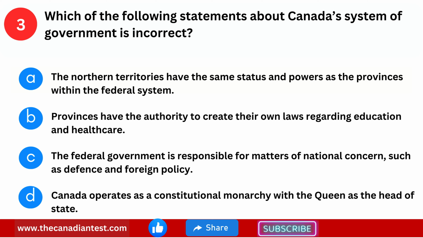Which of the following statements about Canada's system of government is incorrect? Option A. The Northern Territories have the same status and powers as the provinces within the federal system. Option B. Provinces have the authority to create their own laws regarding education and healthcare. Option C. The federal government is responsible for matters of national concern, such as defense and foreign policy. Option D. Canada operates as a constitutional monarchy with the Queen as the head of state.